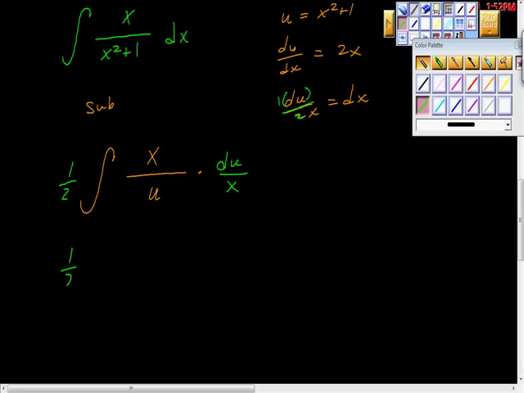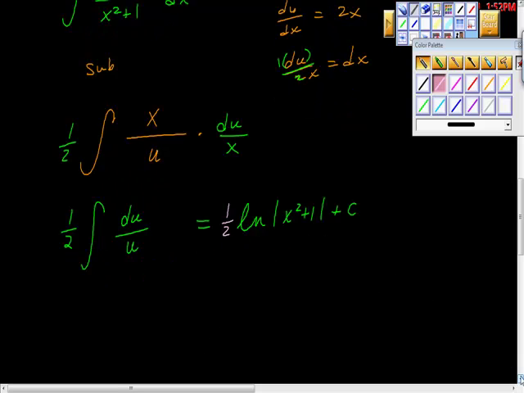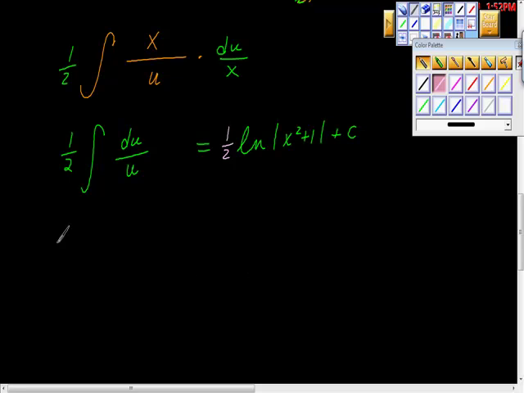So isn't it true we get 1/2 times the indefinite integral du over u, which is again ln, so ln of x squared plus 1, plus c. What did I forget here, Dylan? I forgot this 1/2 right here, so let's put it here. Is that alright? This is a lot. How far have we gone? Alright, let's do 2 more, okay?